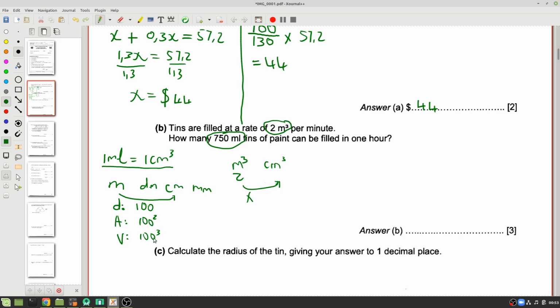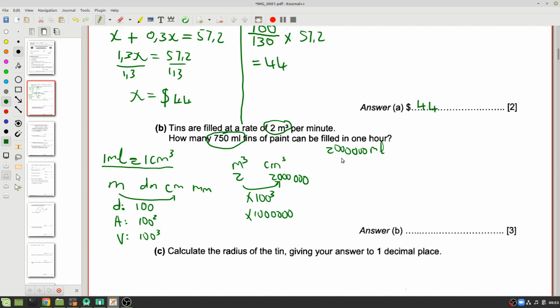So from 2 cubic meters to cubic centimeters, we have to multiply by what? We multiply by 100 cubed. The 100 cubed is just 100 times another 100 times another 100. That's 1, 2, 3, 4, 5, 6 zeros. So that's 2 with 6 zeros. Okay, so that's centimeters cubed, and centimeters cubed is equal to milliliters.